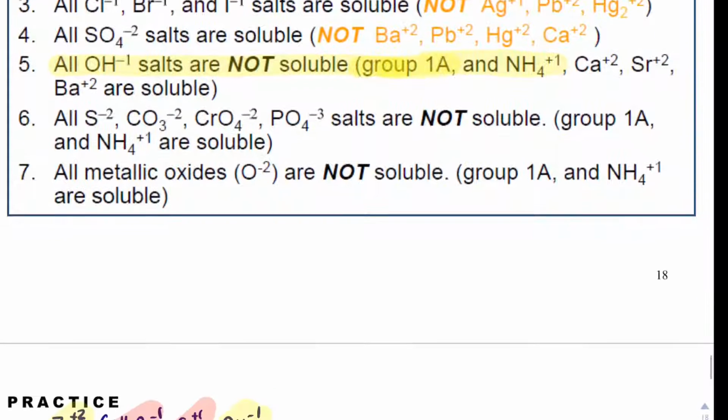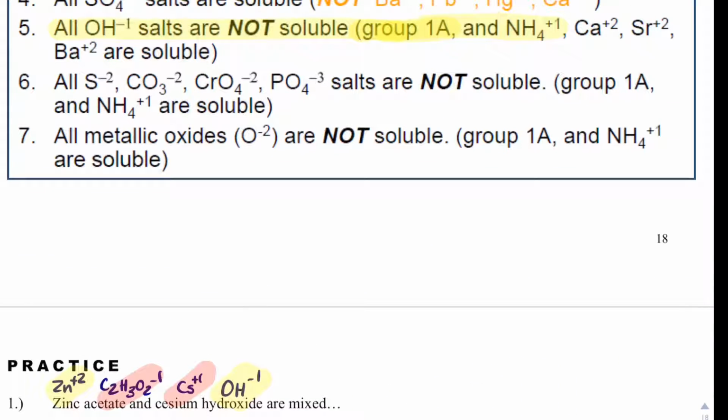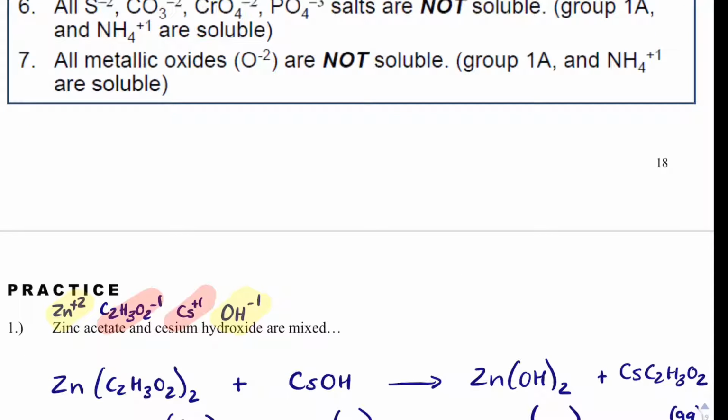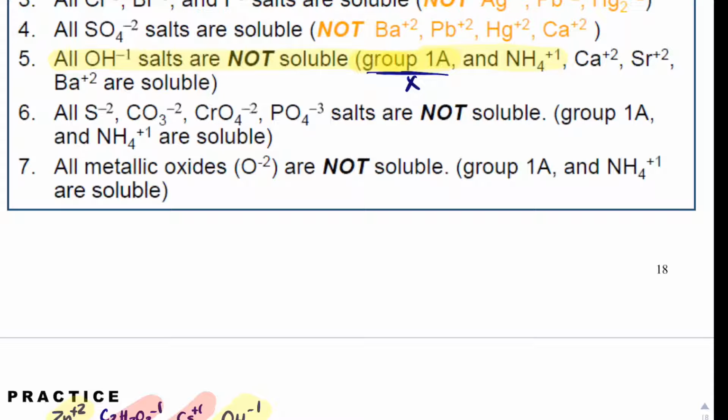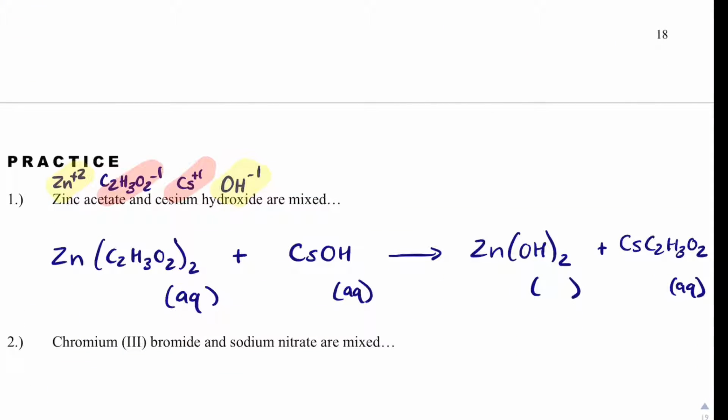So let's go down and look at this. I've got cesium hydroxide. Cesium is in group 1A, so that will be aqueous. And then I've got zinc. Zinc is not in group 1A, zinc is not ammonium, and zinc is not calcium, strontium, or barium. So that actually is a solid, and so this reaction will occur. To finish this off, I'll go ahead and I will get this balanced. Okay, so number 1 looks good.